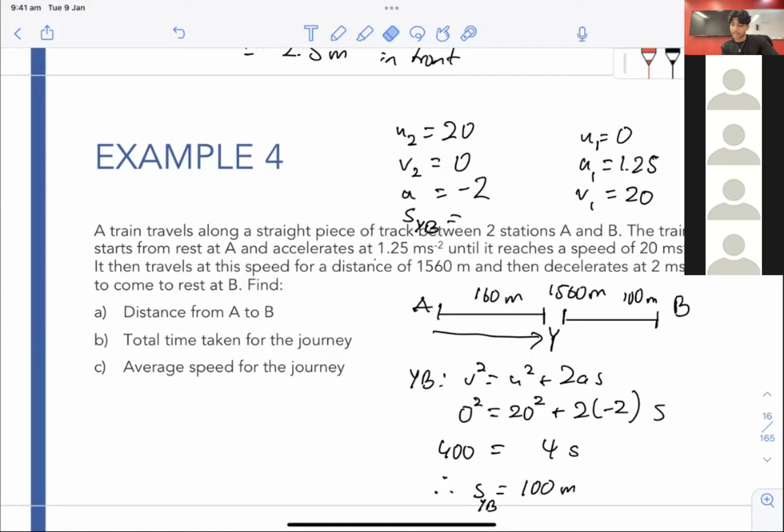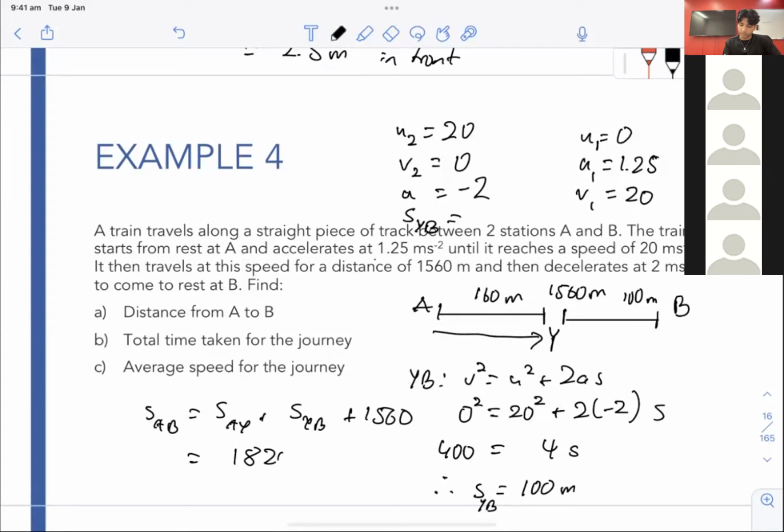So the total distance from A to B, so S A to B, is going to be SAY plus SYB, which is, sorry, plus 1560, which is 160 plus 100 plus 1560. That's a total distance of 1,820 meters. Okay. So a pretty complex question here.